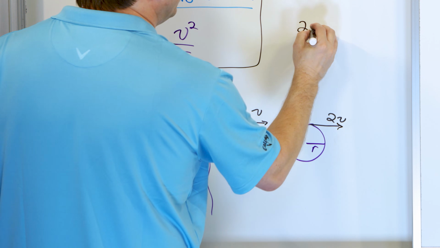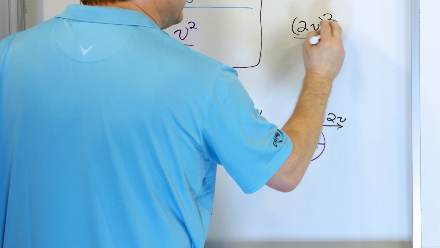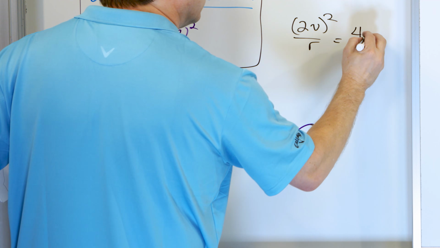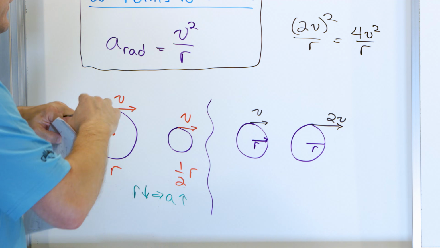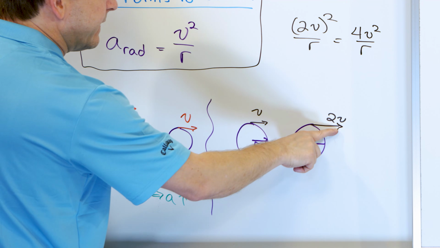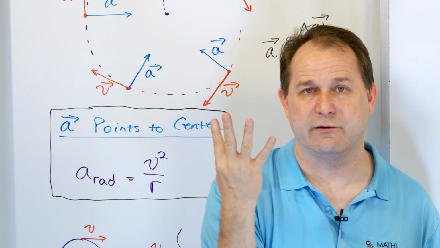So what you're going to have is 2v squared over r. And when you do this, it's 2 times 2, which is 4v squared over r, because the exponent applies to everything on the inside. So you see, if you actually double the speed of the thing, it doesn't just get double the acceleration, it gets 4 times the acceleration.